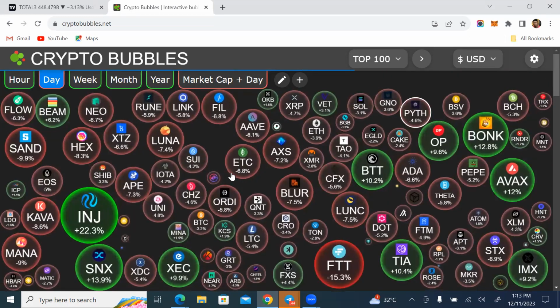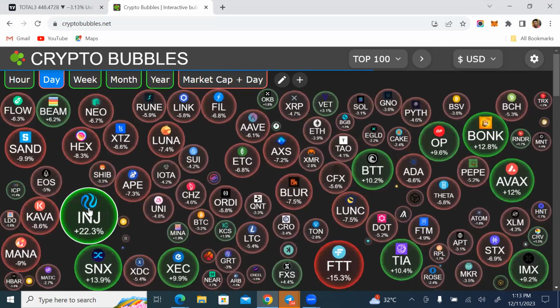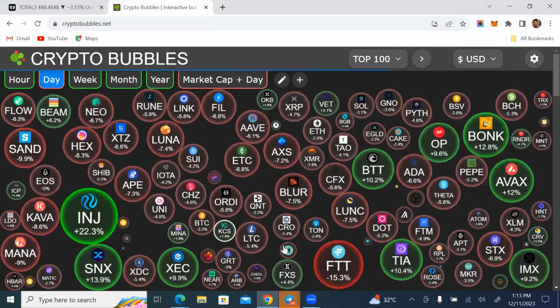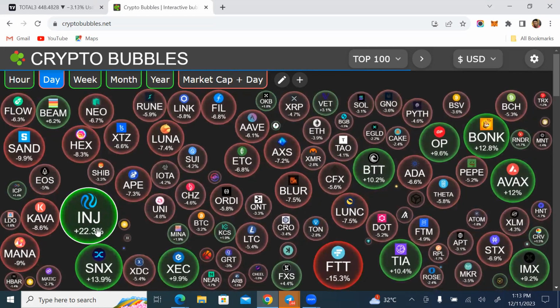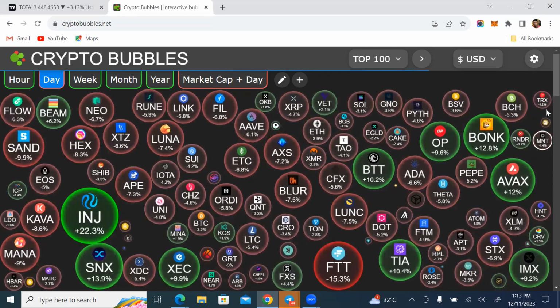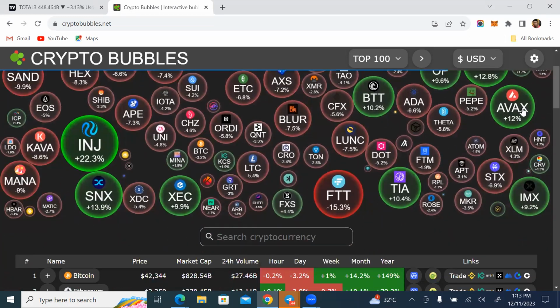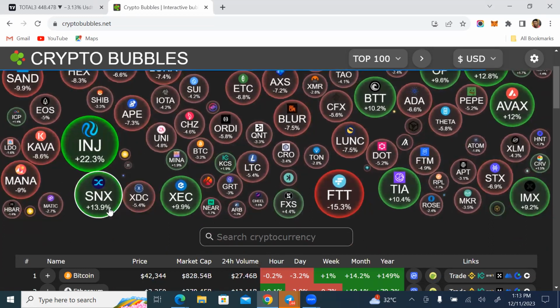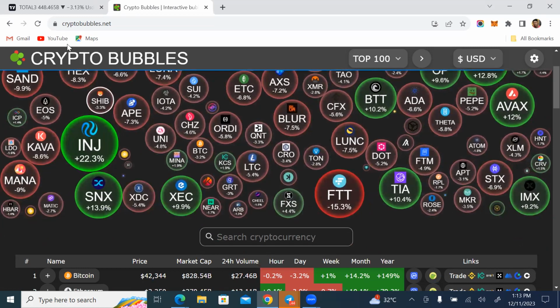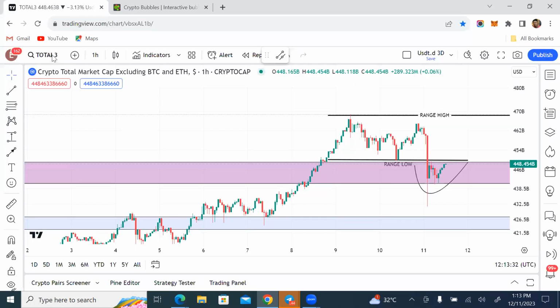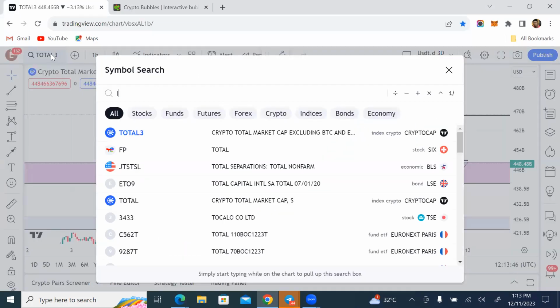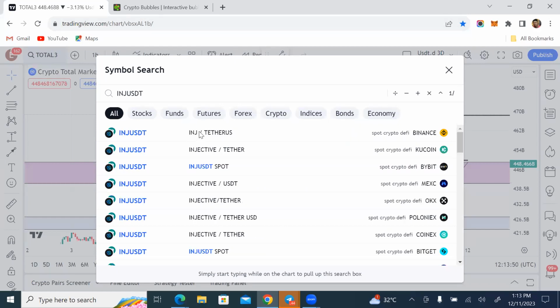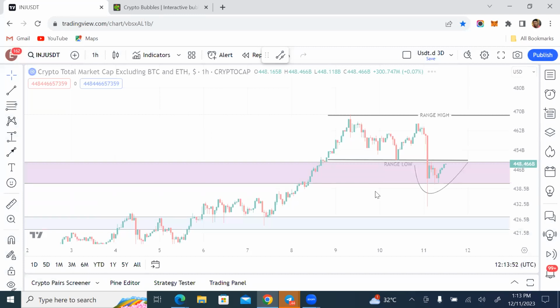You can see ING, irrespective of the major dump from Bitcoin, it did not really affect ING. It did not affect AVAX. IMX was not affected. SNX was not affected. XCC was not affected. So you can just come here, select, let's say ING, for example. Let's say ING, yes.